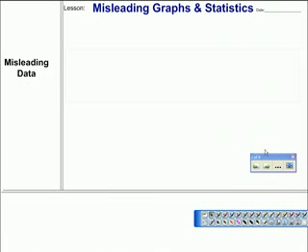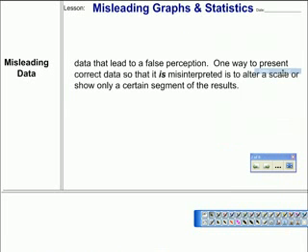Today we're going to do misleading graphs and statistics, which in general are just misleading data. Misleading data are data that lead to a false perception. One way is to present correct data so that it is misinterpreted. So this is a purposeful act. One way to do it is to alter a scale or show only a certain segment of the results.